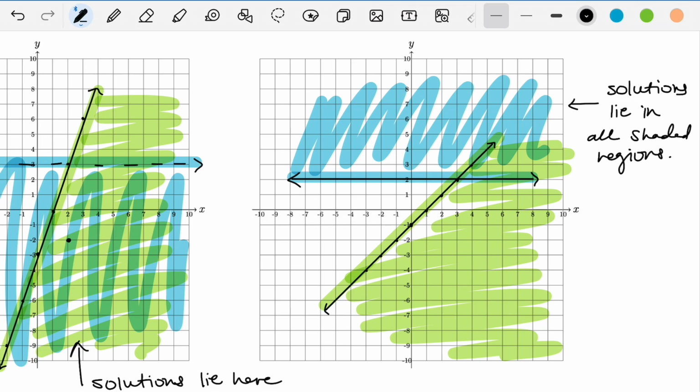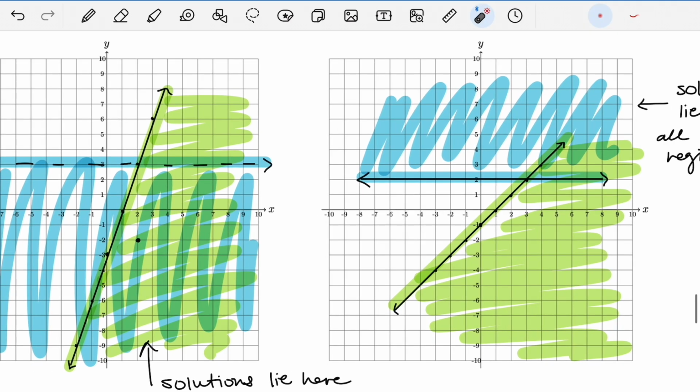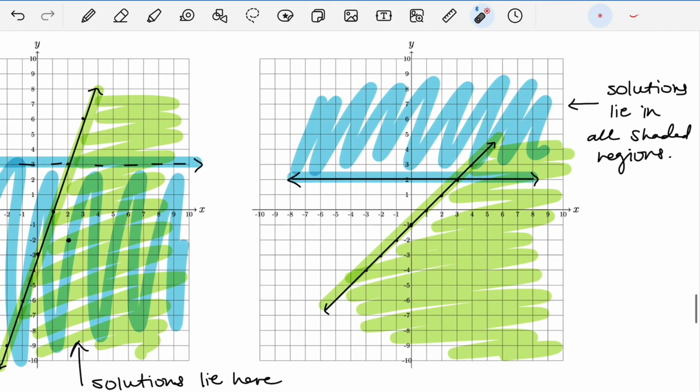All right, and for both of these, in the previous one we were looking at the intersection, so we're only testing everything in this region. Now for this one, we're looking at the union, so you could take a test point in all 3 of these regions and make sure that it does satisfy.